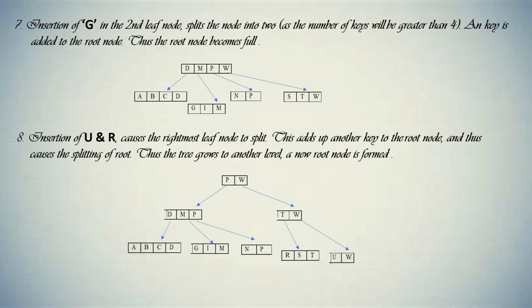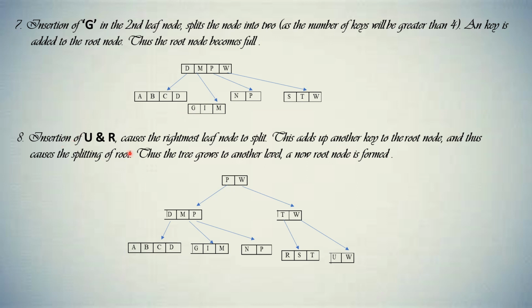In this step, insertion of G in the second leaf node splits the node into two as the number of keys will be greater than 4, and a key is added to the root node, thus the root node becomes full. Here G is being added. It cannot be added here as the node is completely filled, thereby it is divided into half, and G is added to this as it is less than M. It cannot be added here as it is less than P. Then G is added here.